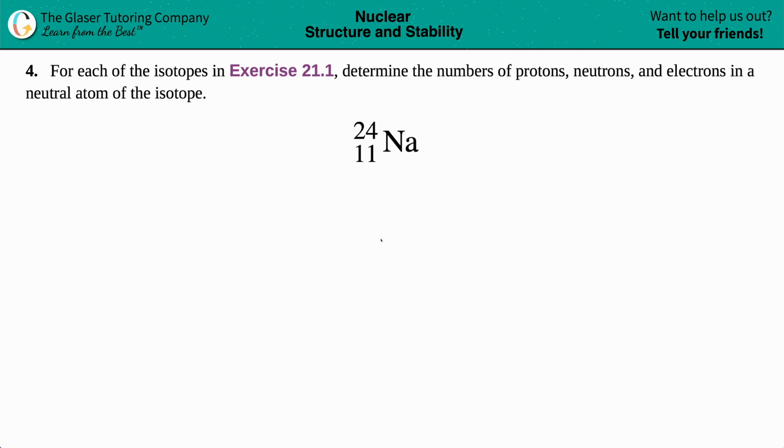Number 4. For each of the isotopes in exercise 21.1, determine the number of protons, neutrons, and electrons in a neutral atom of the isotope. Okay, so we have one example here from this exercise 21.1 where we have Na, and we have a 24 on the top and we have 11 on the bottom. So we just need to find out how many protons. So I guess we'll start writing that out right now.